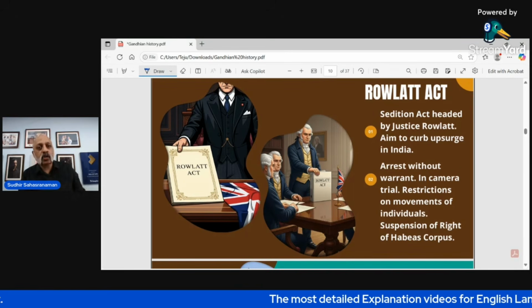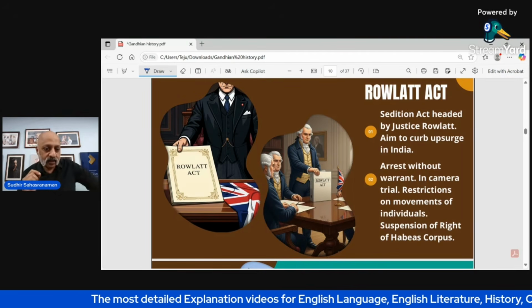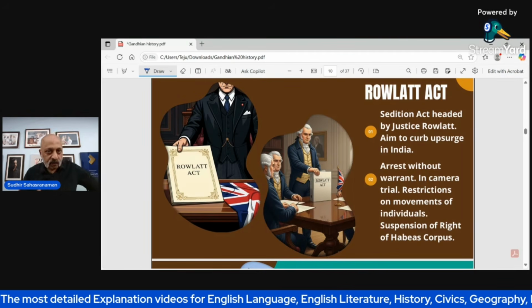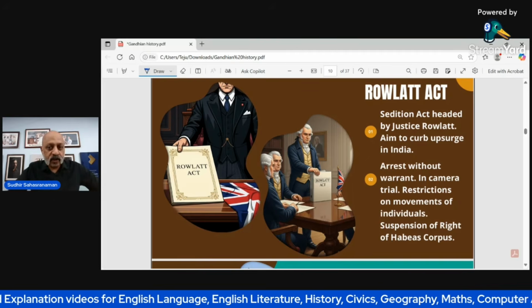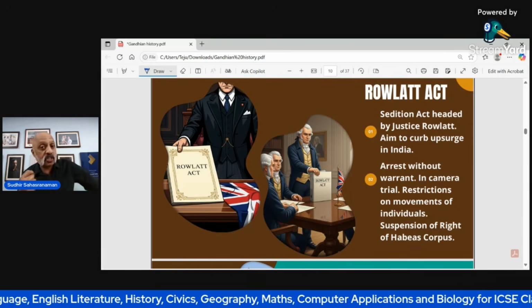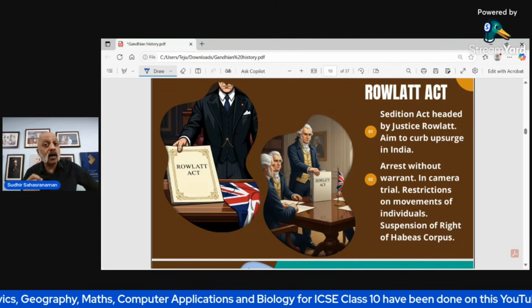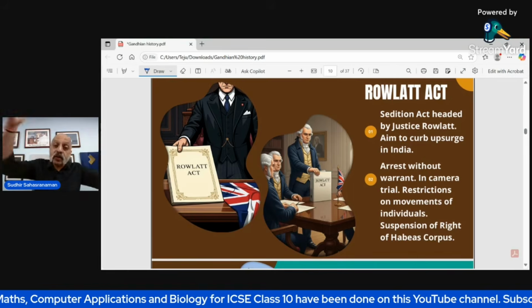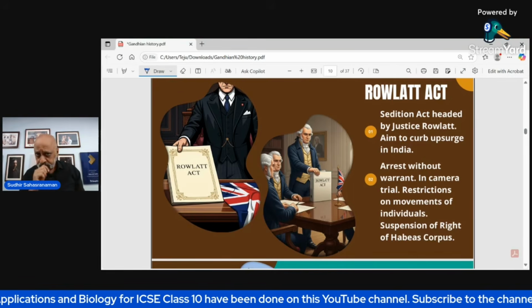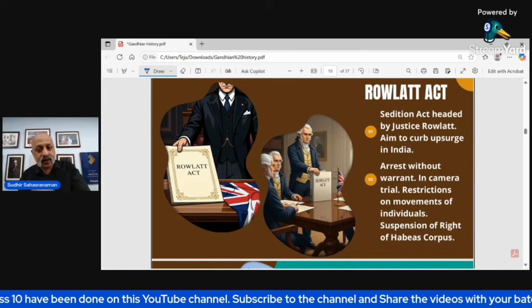The second major cause, and this is something very major, was the Rowlatt Act. You can see in the photograph, it obviously looks very dominating. What exactly was it? The Sedition Act, headed by Justice Rowlatt, which is why it's called the Rowlatt Act, its aim was to curb the upsurge against the British government in India. To curb it with a very strong iron hand.